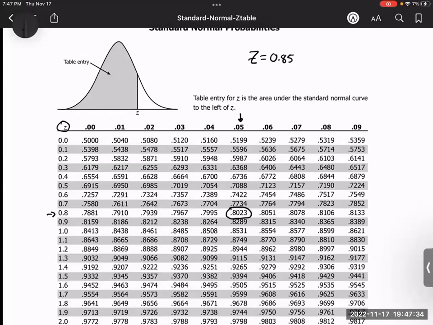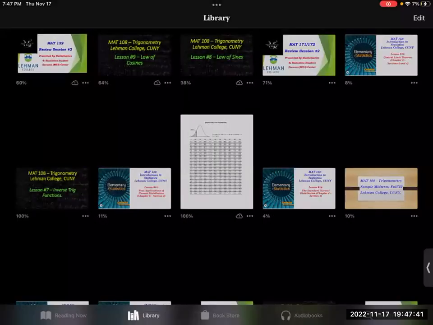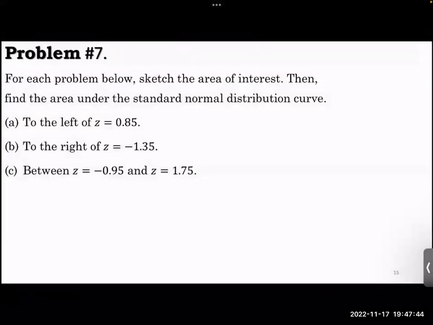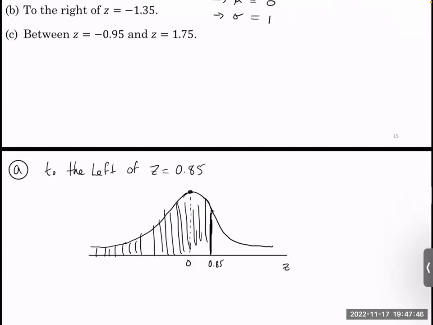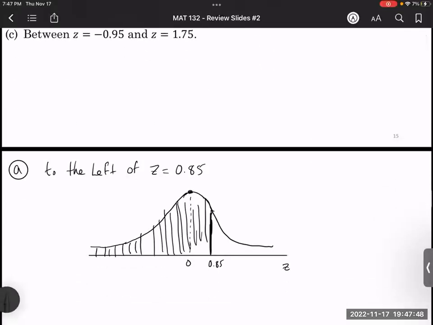So I'm going to go back now to our slides. Okay, so we got our Z value. For part A, we found that the area to the left of Z equals 0.85 was 0.8023. That's for that little shaded region. That's right.